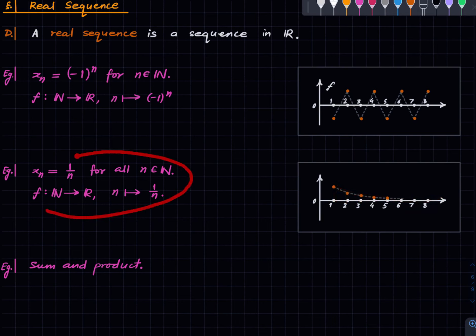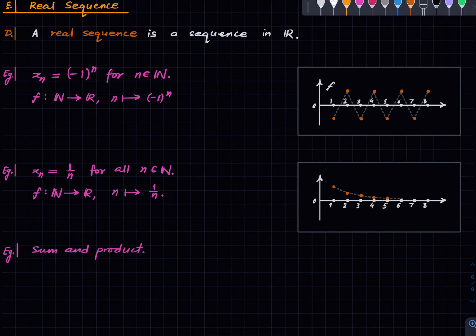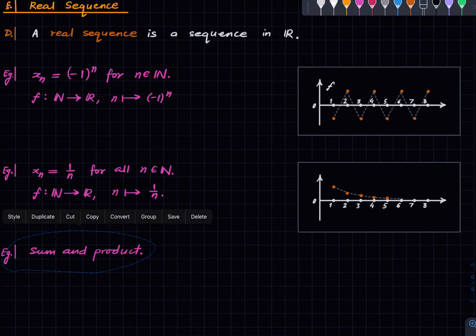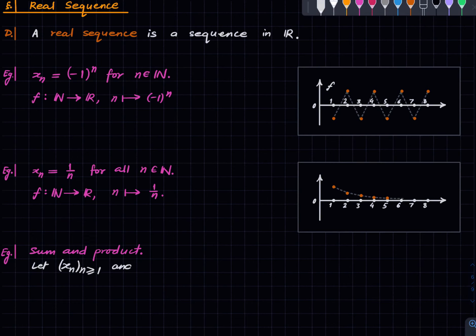All right, so these are two simple examples, but what one can do is, once you have two sequences, you can create more out of them. So suppose we have two sequences, and this time we will use this notation. So these be two real sequences.